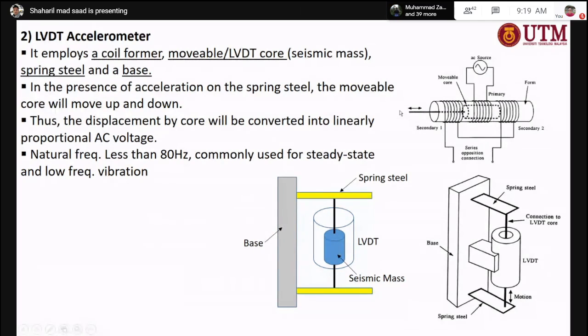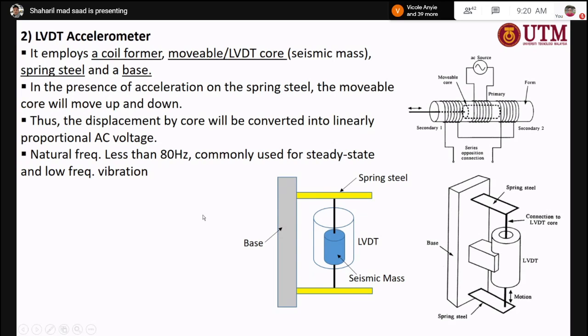So when there is acceleration and you move the core to the right and to the left, you will get a different output here. I just draw a simple thing. You have the spring steel here, and then it is connected to the seismic mass here. And this one, the LVDT, contains the primary and also the secondary coil. So when there is some force, some vibration, it will push your seismic mass down and also up. So you will get a different output in terms of the voltage.